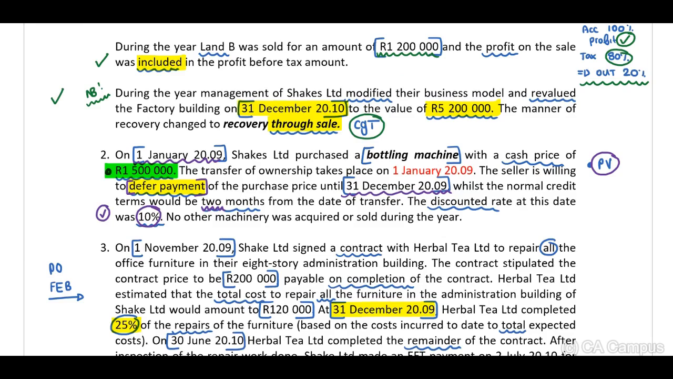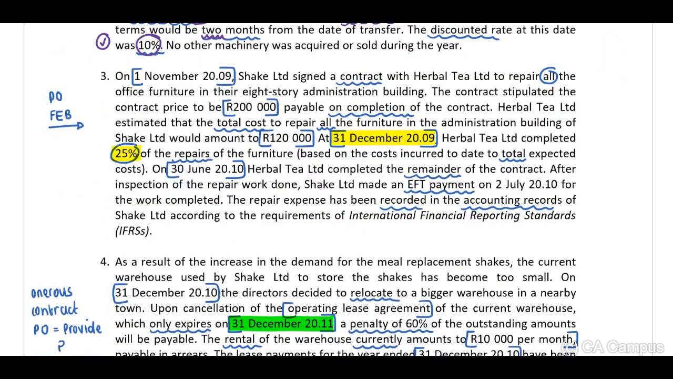Remember, we have already calculated, note number 2, the present value of our machinery. Note number 3, they've indicated to us on 1 November 2009, Shake Limited signed a contract with Herbal Tea Limited to repair all the office furniture in their 8-story administration building. The contract stipulated a contract price to be 200,000. Now important, they've already signed the contract. Therefore, there is an obligation in terms of the contract for an outflow of future economic benefits.